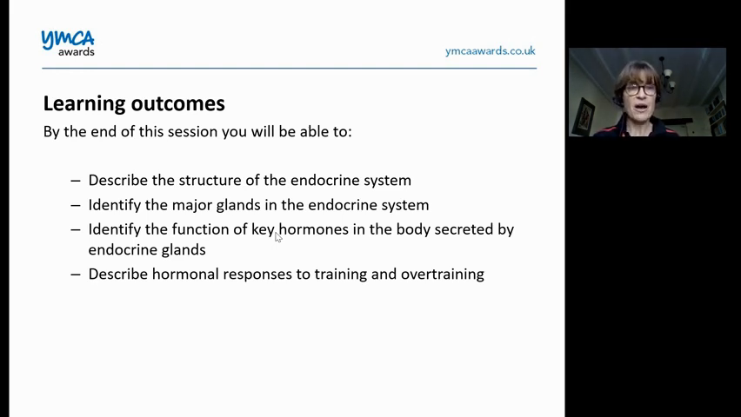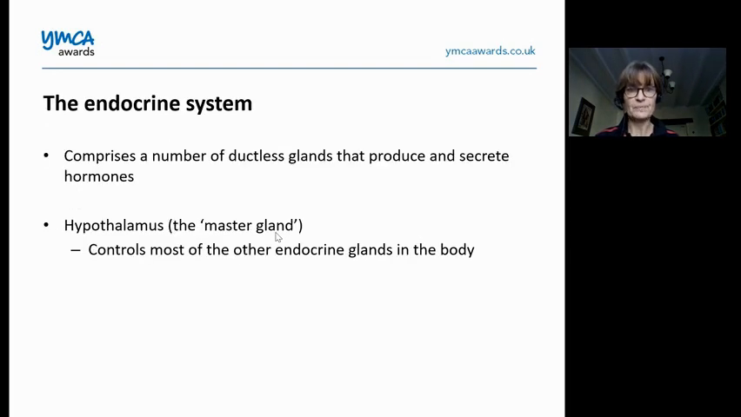Don't forget, you can also have a look in your YMCA Anatomy and Physiology manual to help with this. There's some more information in there, and that'll be a good revision tool. So off we go. What is the endocrine system? Well, it's a system that's got a number of ductless glands in it that produce and secrete hormones. And it's important to realize that the hormones that are secreted can have an action on a part of the body that's a long way from where they're actually secreted.